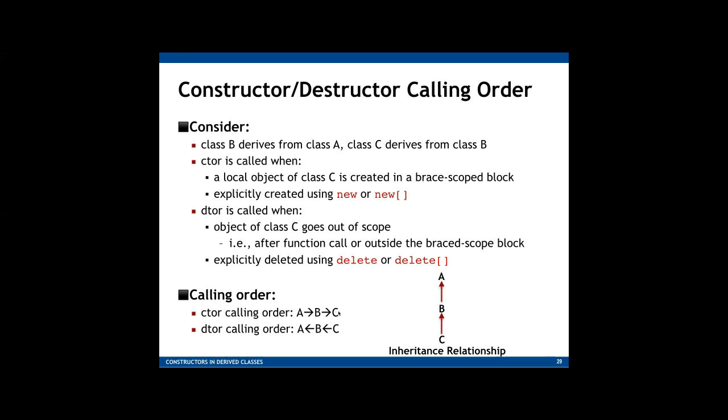The order of calling destructors is just opposite. The derived class's destructor is invoked first, and then the base class destructor is invoked. So for this inheritance relationship, the destructor of class C is invoked first, and then B's destructor is called, and finally A's destructor is invoked. So these are the orders of calling constructors and destructors from the base class and the derived class.